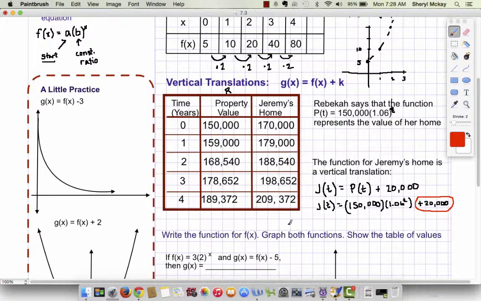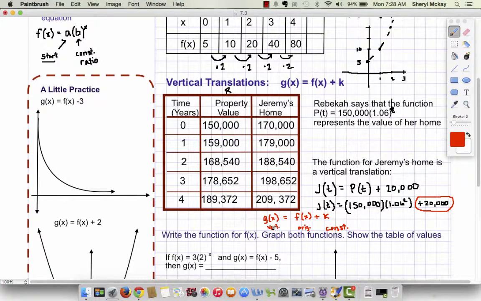So regardless of whatever the function is, if we want to find a vertical translation, g of x would be the vertical translation equals f of x, which is the original function, plus k, which is the constant. That's important. You need to be able to recognize that, okay? The function doesn't change, it just shifts, it translates.